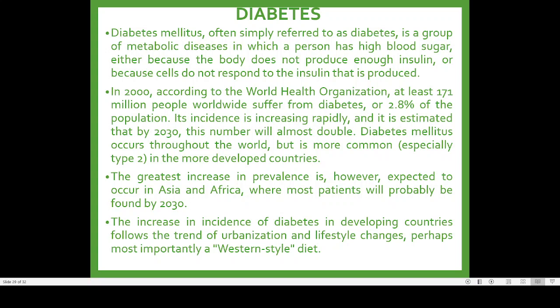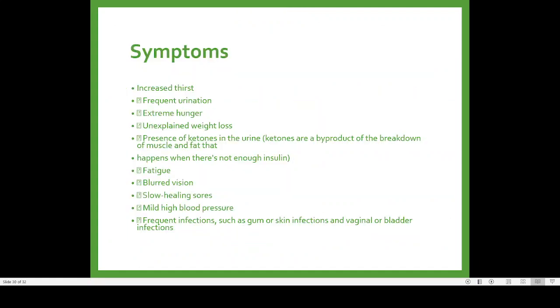So this is a problem which most of the people or most of the countries are facing when they are getting developed or when their regions are urbanized. This is why the WHO is saying that by 2030 there will be almost double the number of diabetic people all over the world.